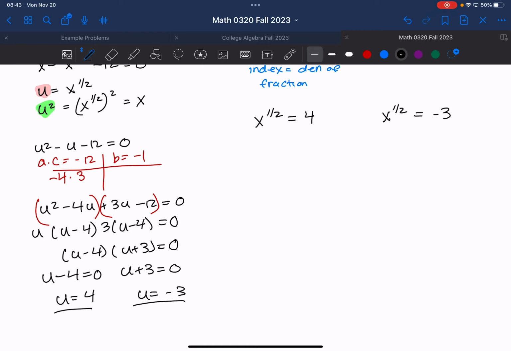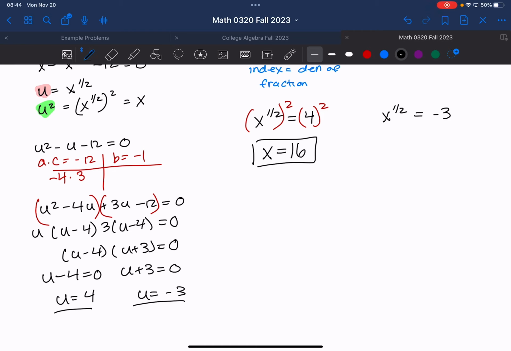Okay. So what are we going to do to both sides to get rid of that 1/2? Square it. I'm just going to do this one first. So when I square the x to the 1/2, I get x. So x is equal to 4 squared, which is 16. So that's my first answer.